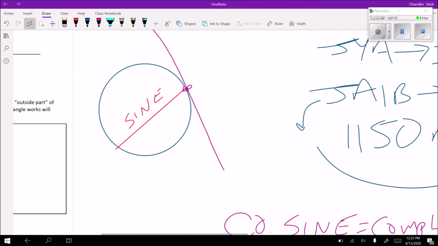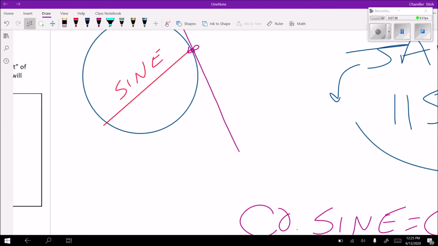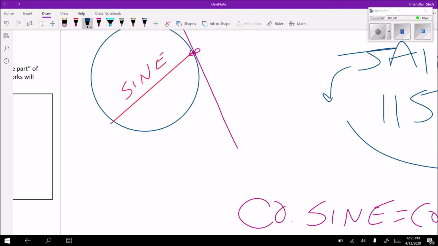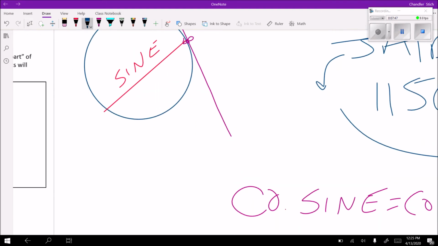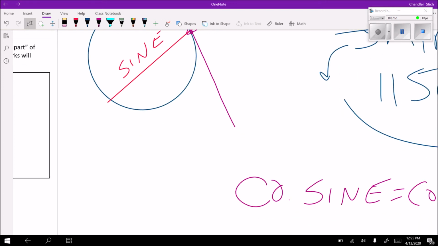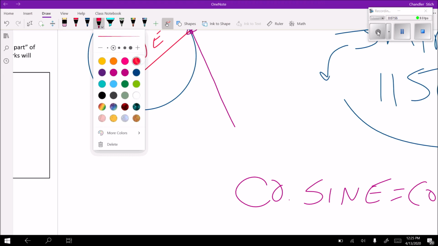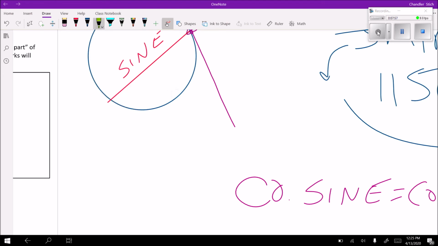Well, look at my sine. Here's my sine. Let me draw the complement. I may have to extend my circle a little bit. We can do it in purple. So we will do it in green.